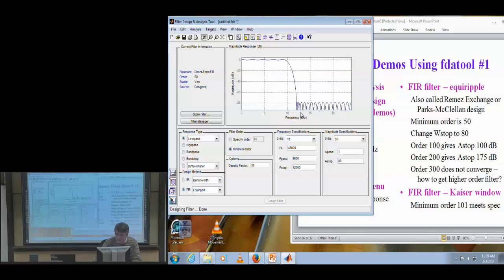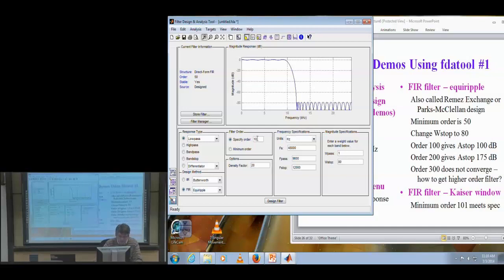Okay, so one way to go about it is I'll try to change the order, and in changing the order I can also play with some weights. Now these weights tell me how much emphasis I place on the pass band or the stop band. And we saw that the failure was in the stop band. So I'm going to put a little more weight in the stop band, and I'm going to also crank up the order here to 100.